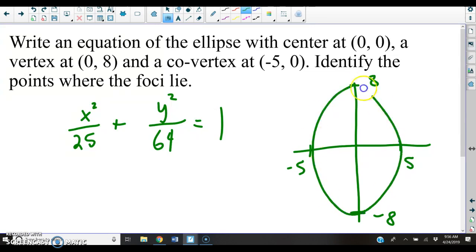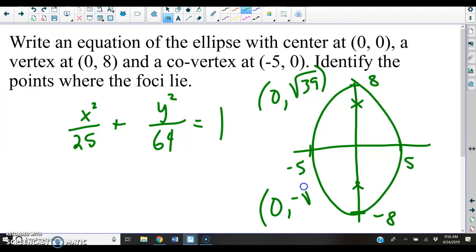Okay. And now my focus points are going to be on my major axis, so that's going to be at 0 something. Well, what's 64 minus 25? Okay. Is that 39? You can tell me if I'm wrong. And this one would be 0, negative square root of 39. Okay. And I found it all. I sketched it, wrote the equation. The sketch helped me write the equation. And then I identified my foci.